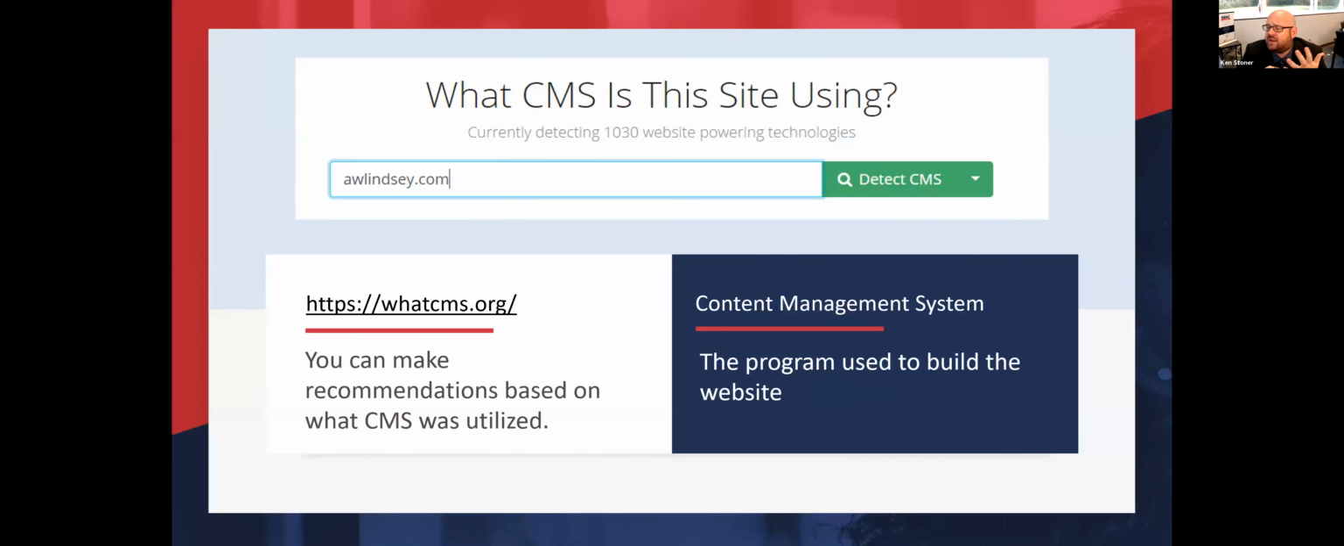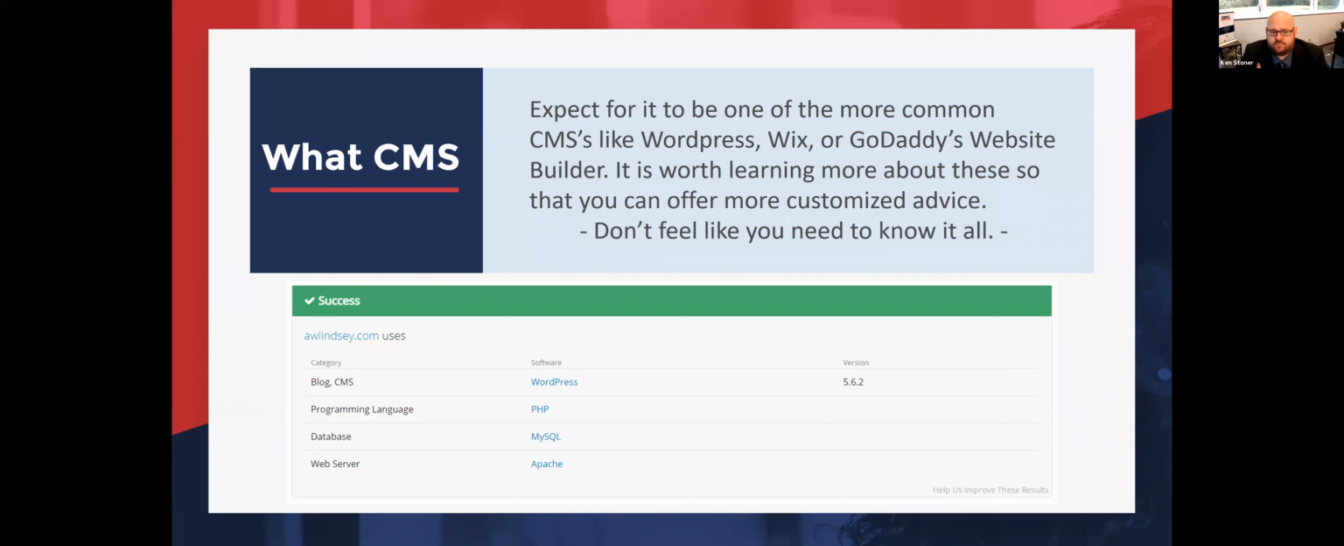You've got a variety of options, and the end result is going to be an essay. So a CMS is like that. It is a program that people can use to build a website. Now, there are some that are more common, like Weebly and Wix, WordPress being the number one most common one, and that's the one we're going to primarily focus on today. But you can use this to find out what CMS they're using. So if you go to this website and you put in, for example, AW Lindsay, it will tell you they are using WordPress.